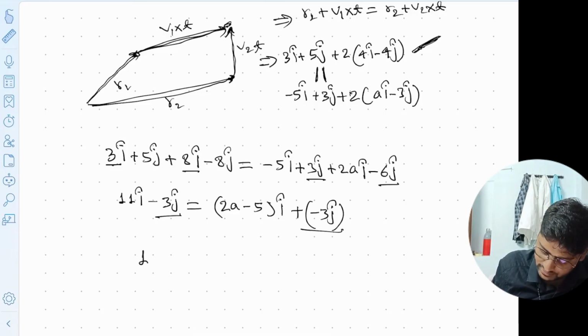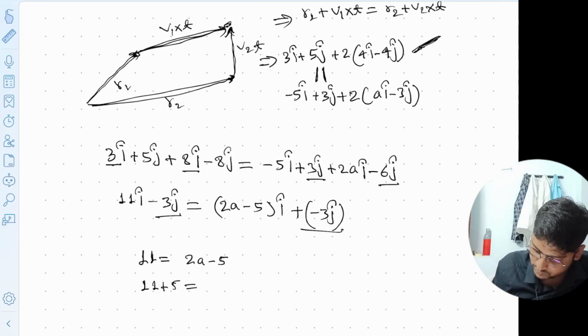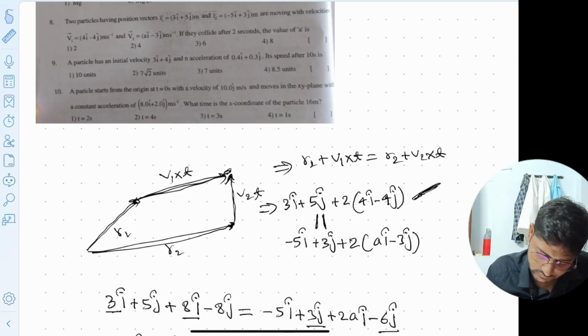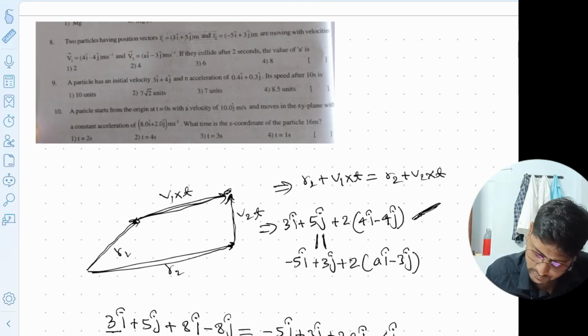It means 11 i cap should equal 2a minus 5 i cap. So minus 5 will go to that side: 11 plus 5 equals 2a. 11 plus 5, 16 equals 2a. Means a equals 16 by 2, a equals 8. What is a? A equals 8. Okay.